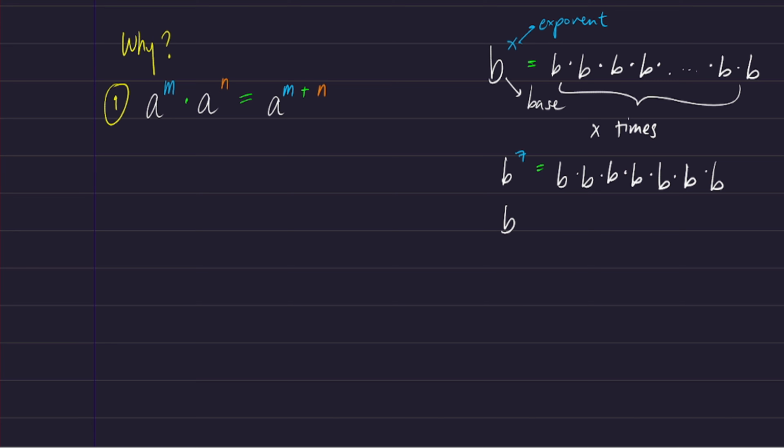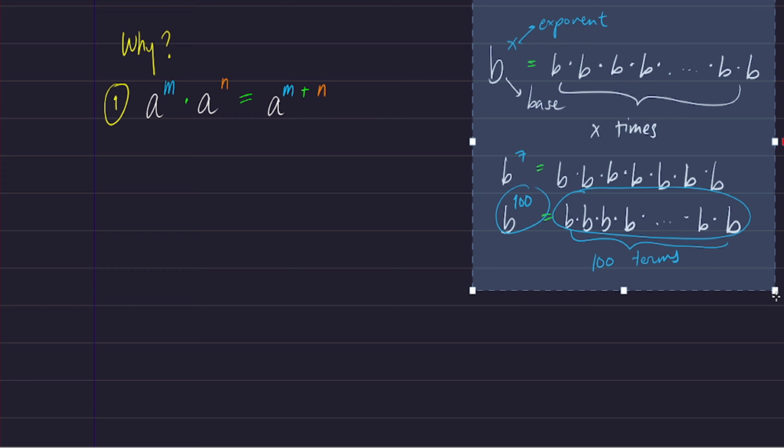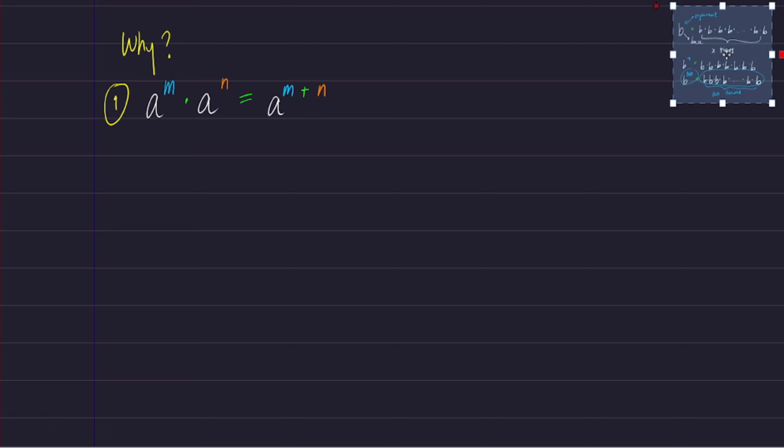E paano naman kung meron kang B raised to 100? Simple lang. Multiply mo B times B times B times B times dot dot dot times B times B as long as ito ay 100 terms o 100 B. So we have our quick recap. Paliitin ko lang to para hindi siya mawala sa ating screen. Okay? And we will use this property mamaya, no?